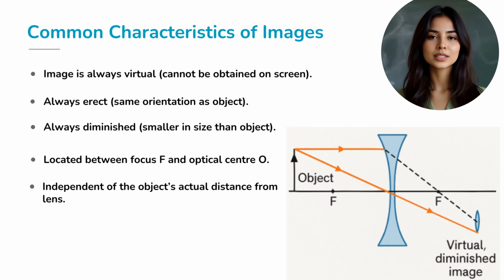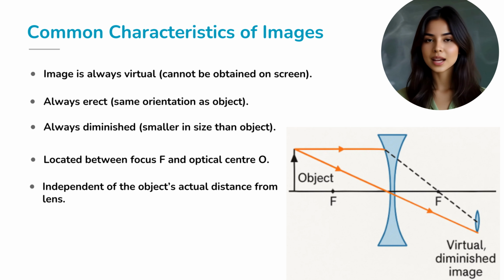Located between focus F and optical center O, the image formed by concave lenses is always between the focus F and optical center O. So, keep these 2 points in mind whenever you're exploring how lenses work.